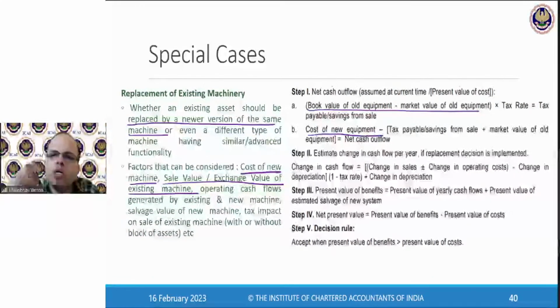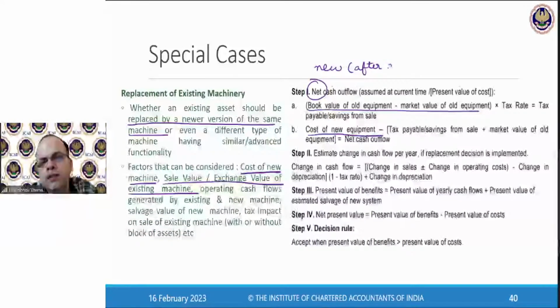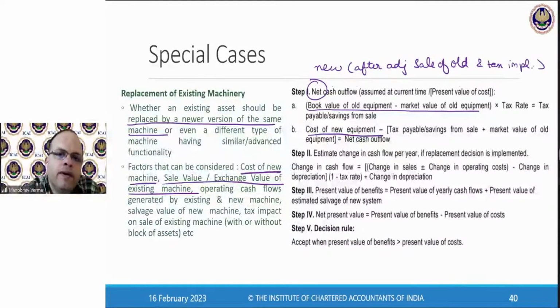So first point is talking about the word net cash outflow. Net means the new, after adjusting the sale of old and tax implications. Step 2 is estimate the change in cash flow per year if replacement decision is implemented.